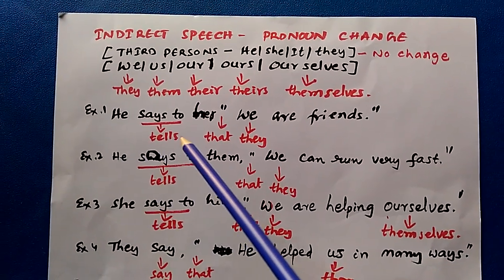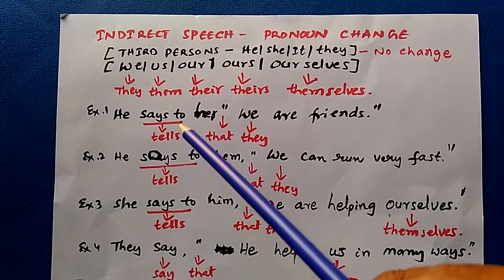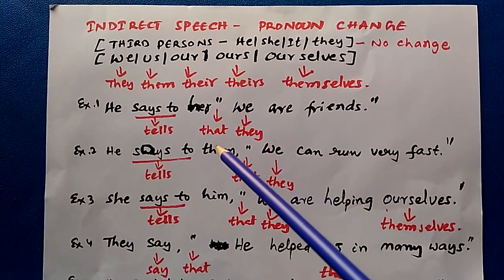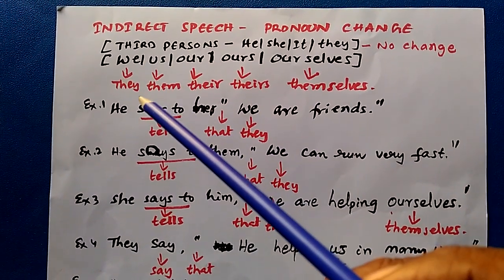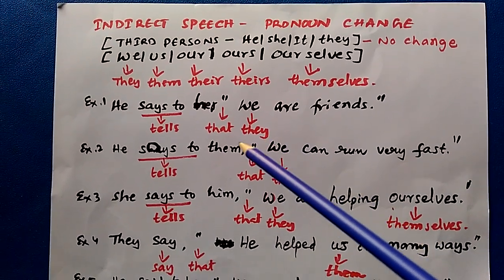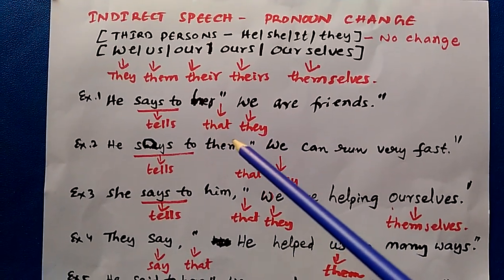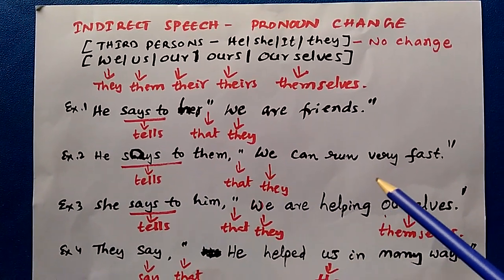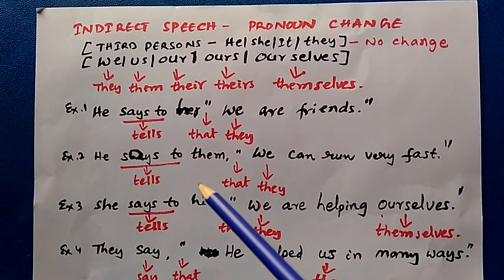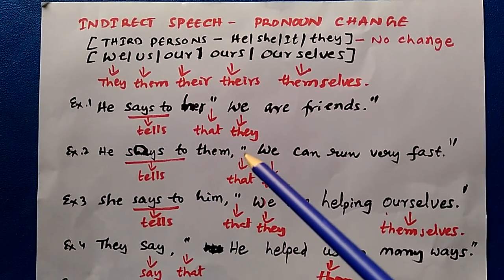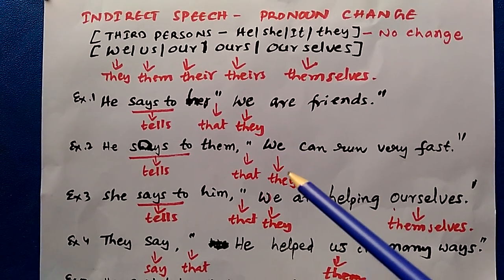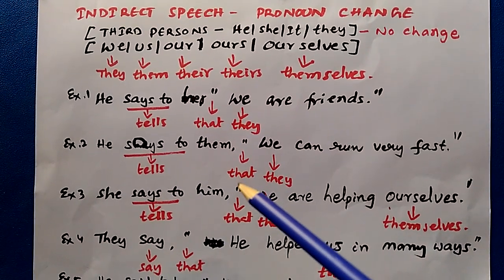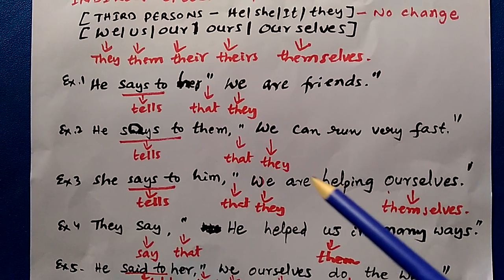Example number 1. He says to her, "We are friends." Says to becomes tells, inverted commas become that, and we becomes they. So the answer will be: he tells her that they are friends. And next, he says to them, "We can run very fast." Here, says to becomes tells, inverted comma becomes that, we becomes they. So the answer will be: he tells them that they can run very fast.